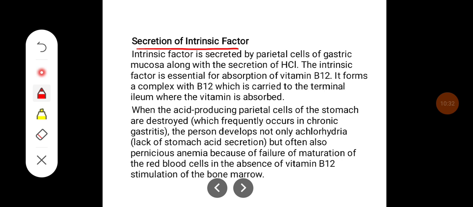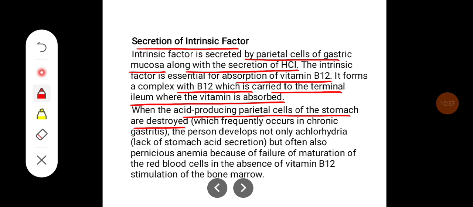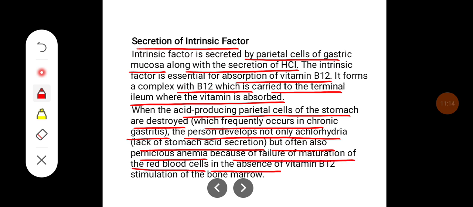Secretion of intrinsic factor. The intrinsic factor is secreted by parietal cells of the gastric mucosa along with the secretion of HCl. The intrinsic factor is essential for absorption of vitamin B12. It forms a complex with vitamin B12, which is carried to the terminal ileum where the vitamin is absorbed. When the acid producing parietal cells of the stomach are destroyed, which frequently occurs in chronic gastritis, the person develops not only achlorhydria, that is lack of stomach acid secretion, but often also pernicious anemia because of failure of maturation of red cells in the absence of vitamin B12 stimulation of the bone marrow.